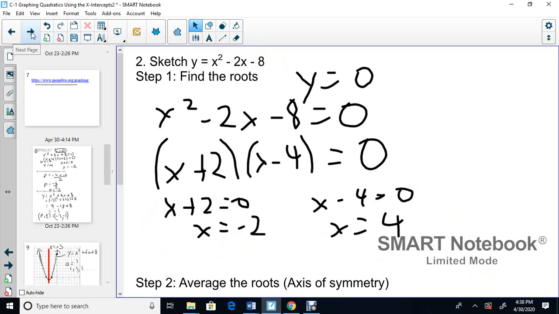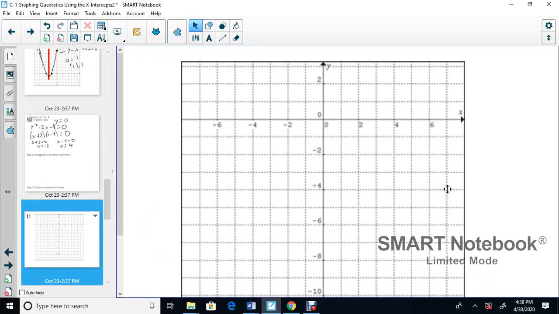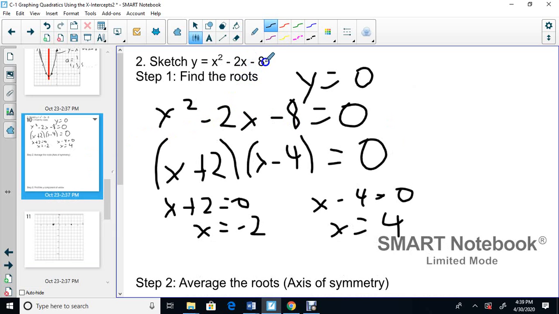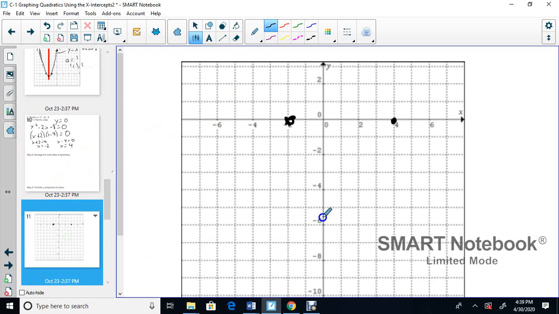So let's graph those points, negative 2 and 4. We'll use the mouse so you can see me here. Negative 2 right here. Okay, wait, let's make sure I have it right. And 4. So negative 2 and 4, you can graph those two. Okay, we'll go back to these numbers. So negative 8 is my y-intercept, so I can put that dot right here. I know that's my y-intercept.